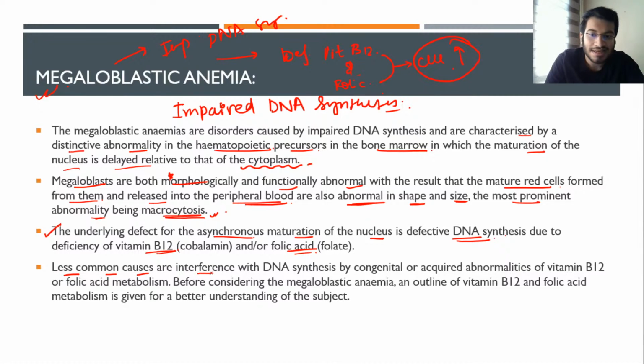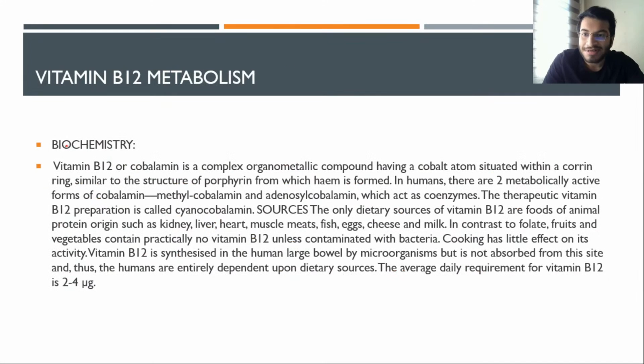Less common causes are interference with DNA synthesis by congenital and acquired abnormalities of vitamin B12 and folic acid. So yeah, biochemistry, how vitamin B12 is utilized and metabolized and all of that. First of all, vitamin B12 or cobalamin is a complex organometallic compound having a cobalt atom in the center, situated within a corrin ring, similar to the structure of porphyrin.